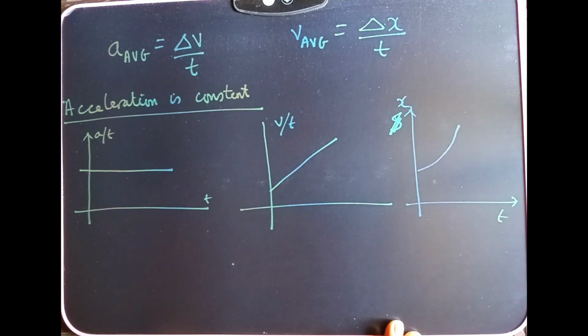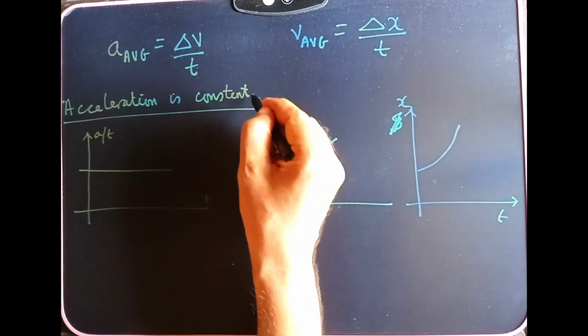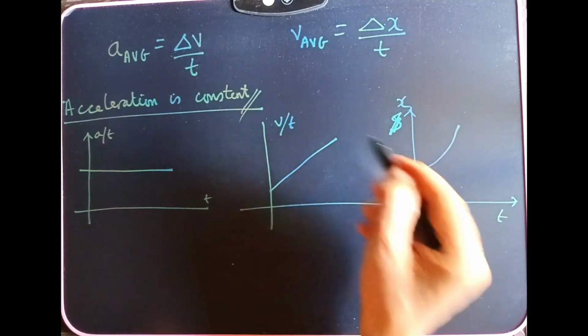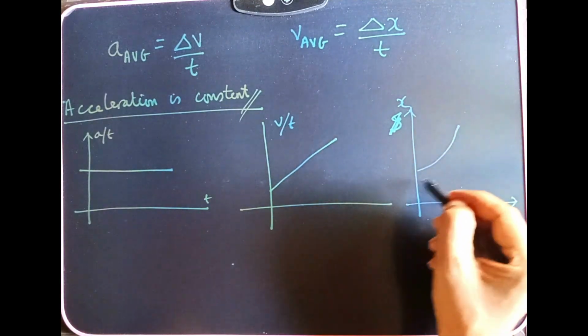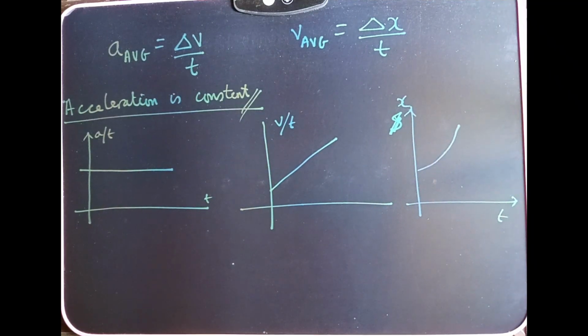Okay. So these are the graphs. You need to remember this basic: when acceleration is constant, the velocity time graph is linear, and the displacement time graph will be non-linear.